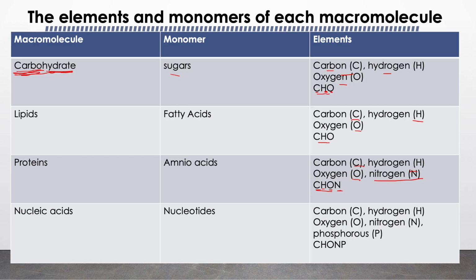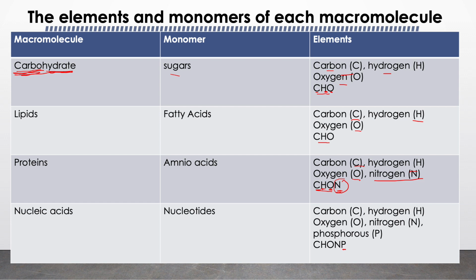So if you were looking at a structure and you were trying to decide if it was a carbohydrate, a lipid, or a protein, if you see this nitrogen, without phosphorus, phosphorus is down here in nucleic acid, just a nitrogen with oxygen, hydrogen, and carbon, you know that you're looking at a protein.